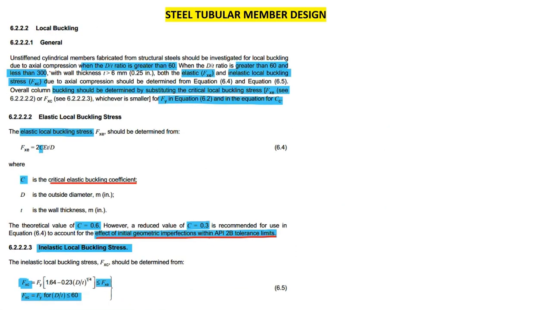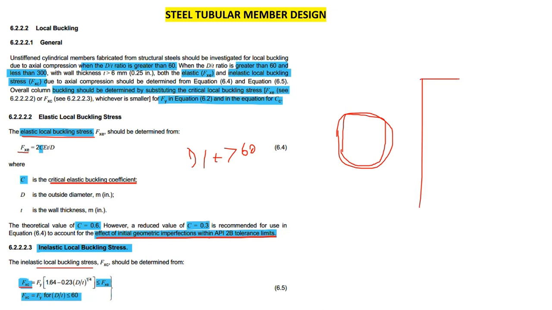You should know what we mean by FXE and FXC. FXE is the elastic local buckling stress. FXC is the inelastic local buckling stress. Elastic local buckling stress also depends on thickness and diameter. Local buckling always happens if the diameter by thickness ratio is greater than 60. If the diameter is very big and the thickness very small, it can buckle locally. In this member, local buckling can happen when the compressive load is increasing.